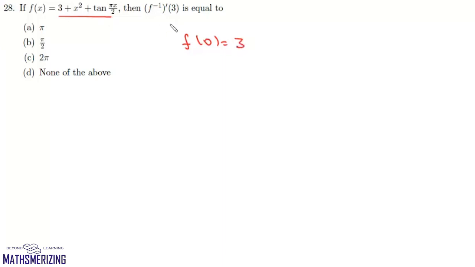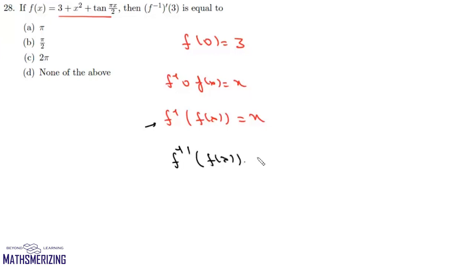Now we need to find the derivative of f inverse. We know that f inverse of f(x) is nothing but x, which we can write as f inverse of f(x) equals x. Now we'll differentiate this function. We can write derivative of f inverse of f(x) into f dash x equals 1. Now we need f inverse of 3, and we know that f(0) is 3.